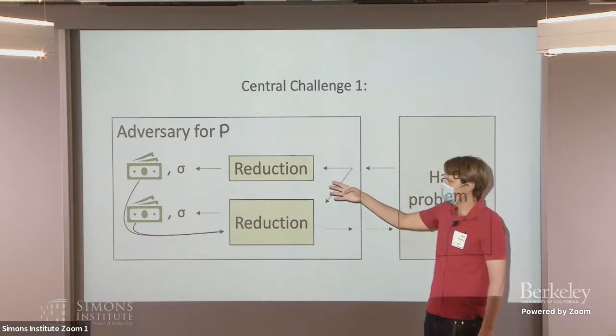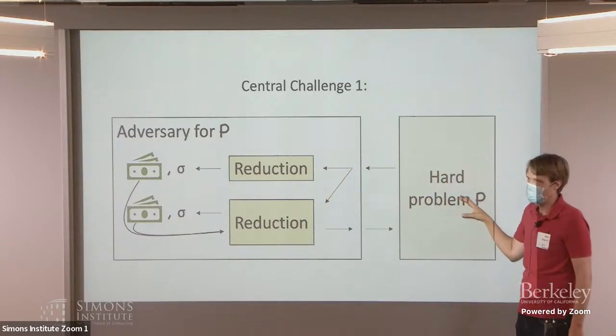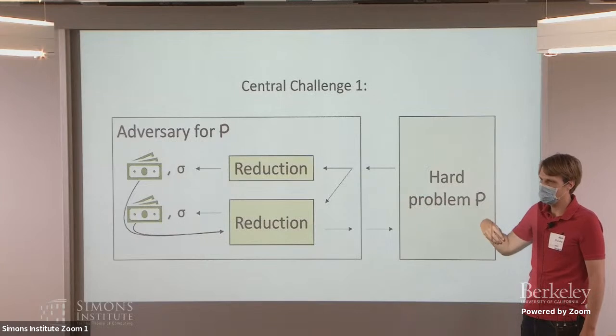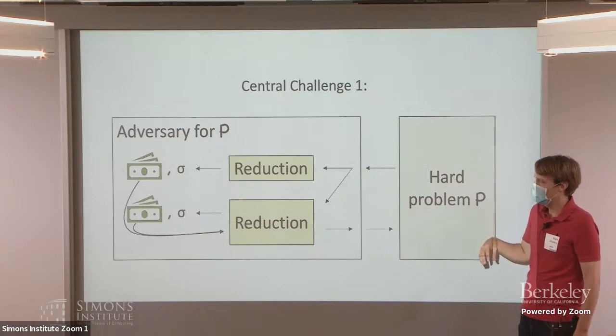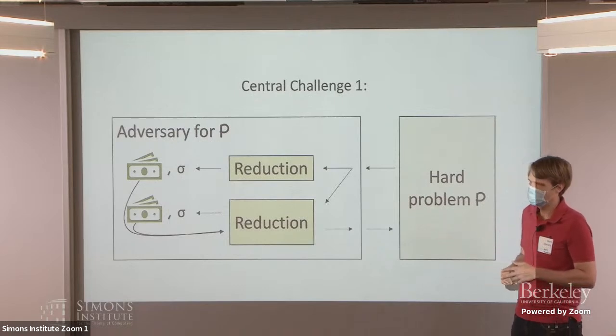The original reduction is trying to take a quantum money adversary and use it to solve the hard problem. So it supplies a banknote and serial number to an adversary, gets two banknotes that are supposed to be valid with that serial number back, and then based on whatever it got back, it's trying to solve the hard problem over here.